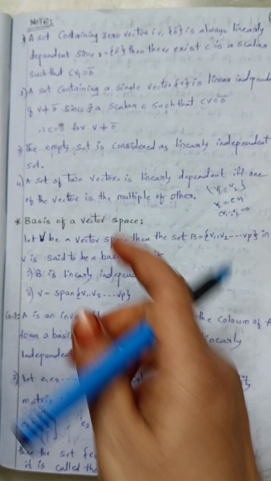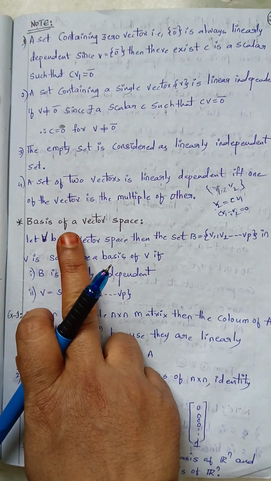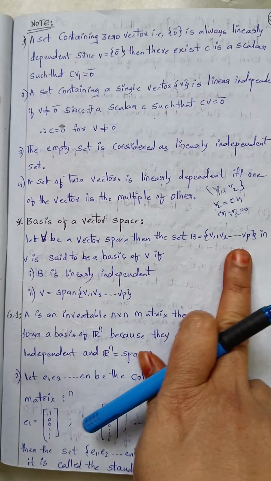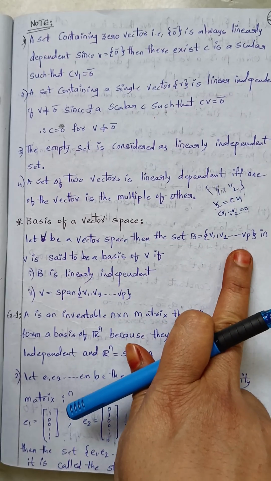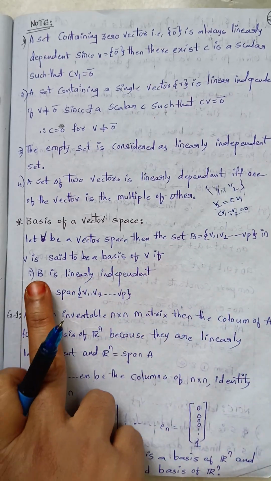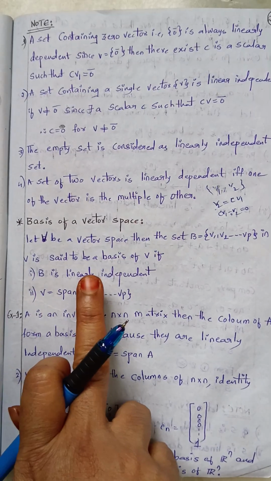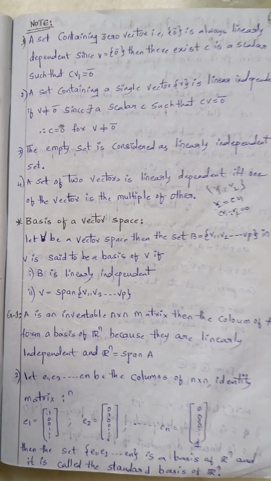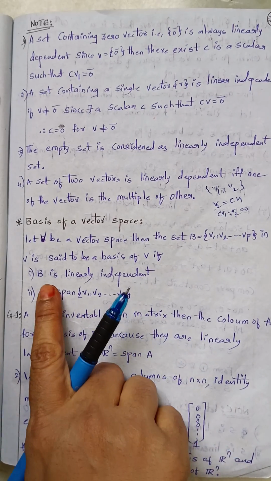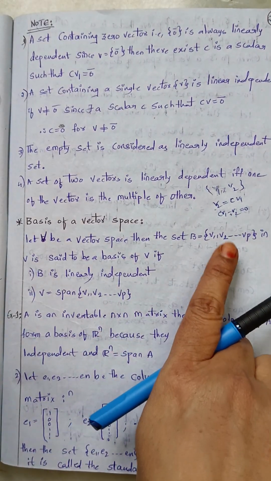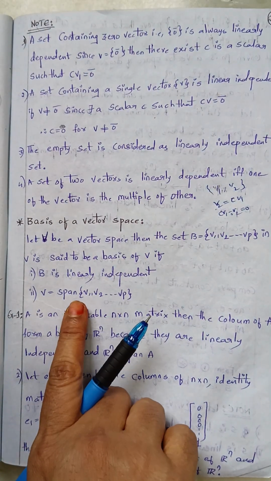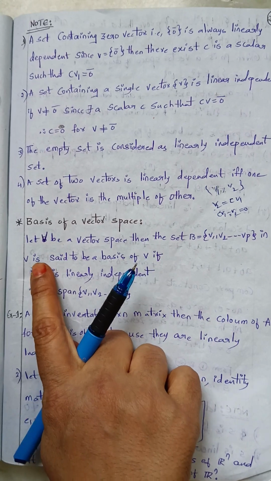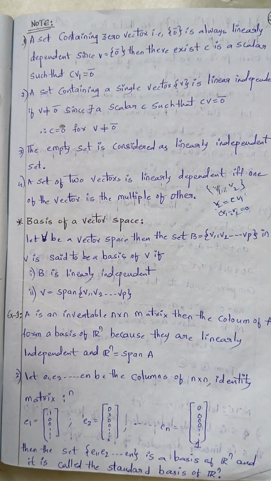So these are the basics for basis. A basis of a vector space: V is any vector space, and B is a finite set. We can say it is a basis of V if it satisfies two conditions. One is B should be a linearly independent set, and V equals span of v1 to vp. So B must be a linearly independent set, and V can be expressed as linear combinations of all vectors of B. Then we can say B is the basis for vector space V.